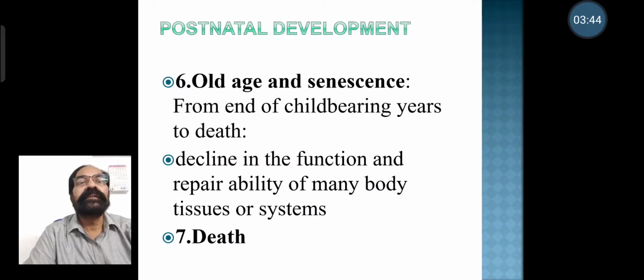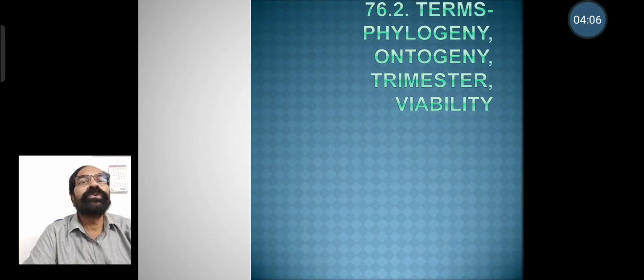Then old age and senescence. From the end of childbearing years to death. Decline in the function and repairability of many body tissues or systems. And the last postnatal stage is death. Then we go to define the terms, the competency, that is phylogeny, ontogeny, trimester and viability.